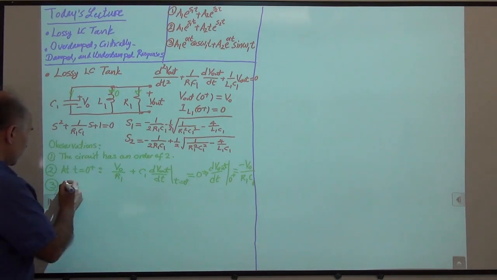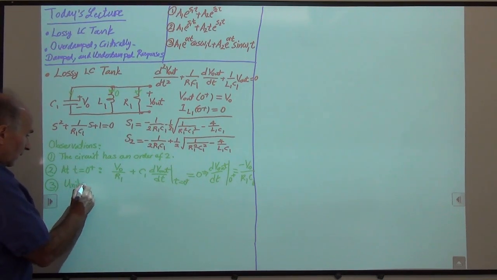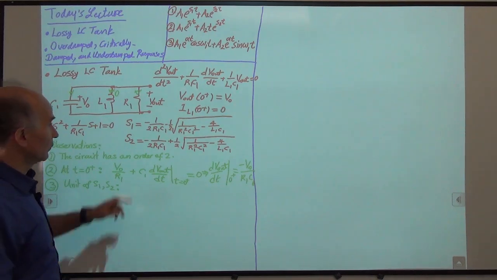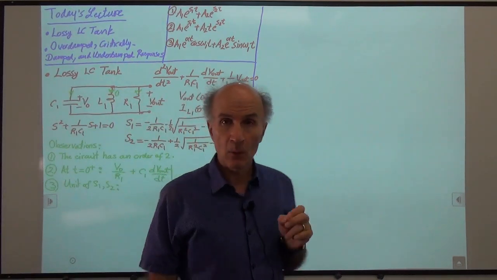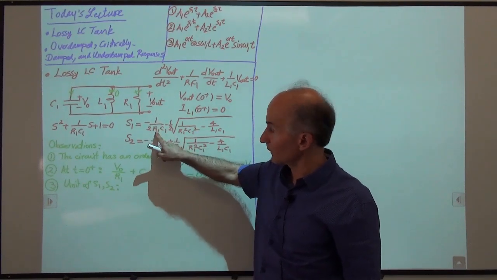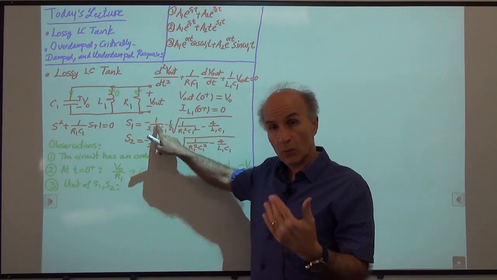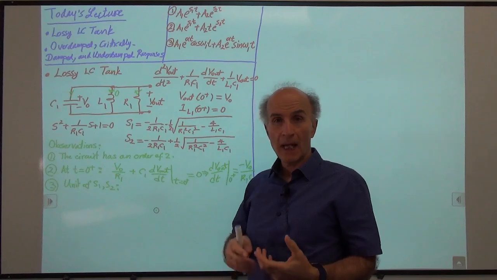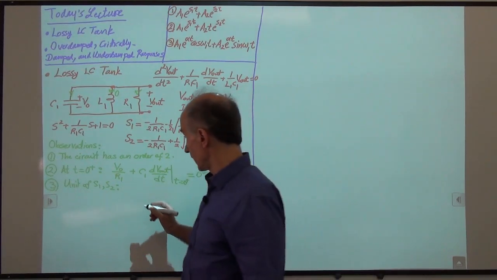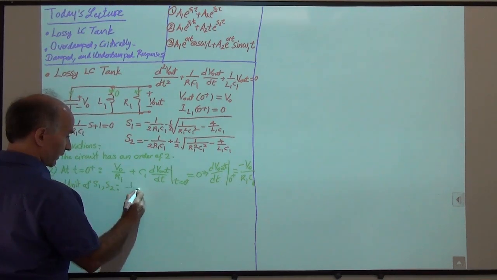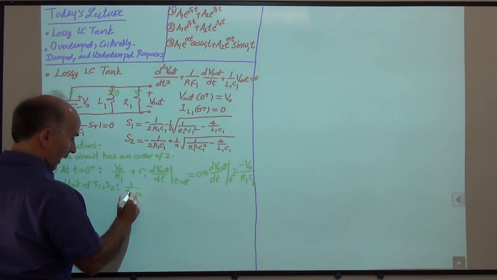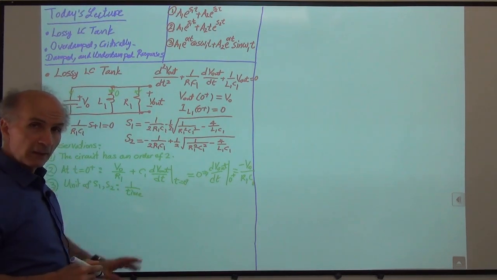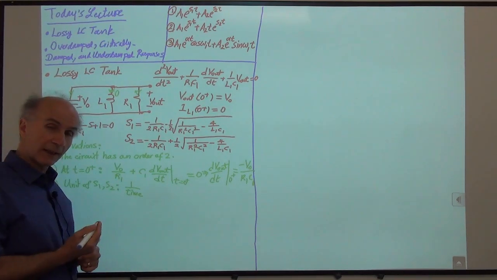What is the unit of S1 and S2? What dimension or unit do we expect here? It's easy to see, because this term is 1 over time. RC is a time constant, right? So it's 1 over time. So the dimension of these S values is 1 over time. Sometimes you might say 1 over time is also frequency, so you can even call it frequency. But for now, we don't worry about that. We just think of it as 1 over time.